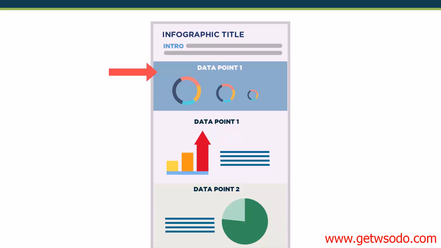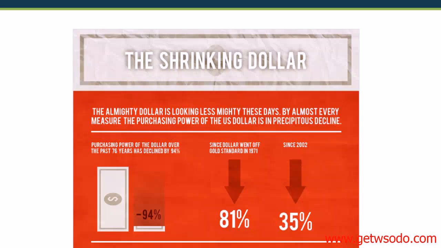This grabs people's attention and it also helps set up the rest of the story. For example, I put the fact that purchasing power has decreased by 94% at the very top of the shrinking dollar infographic. This was an eye-catching stat that put the rest of the infographic's data into context.